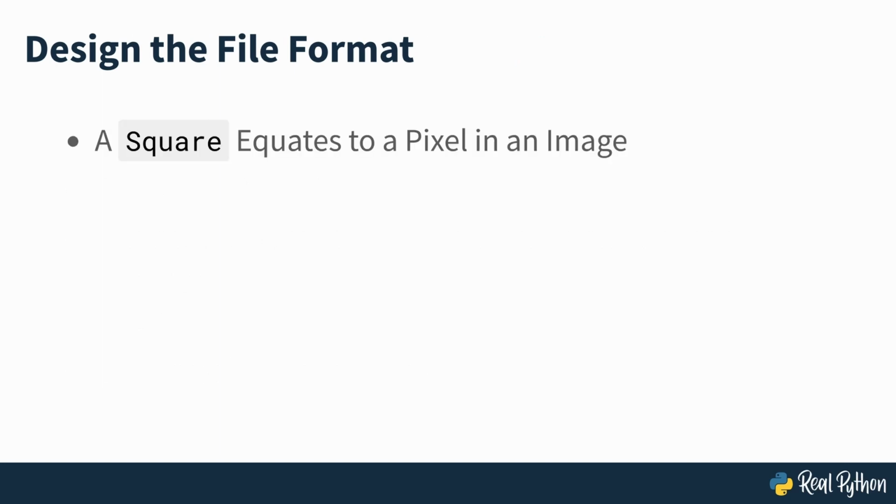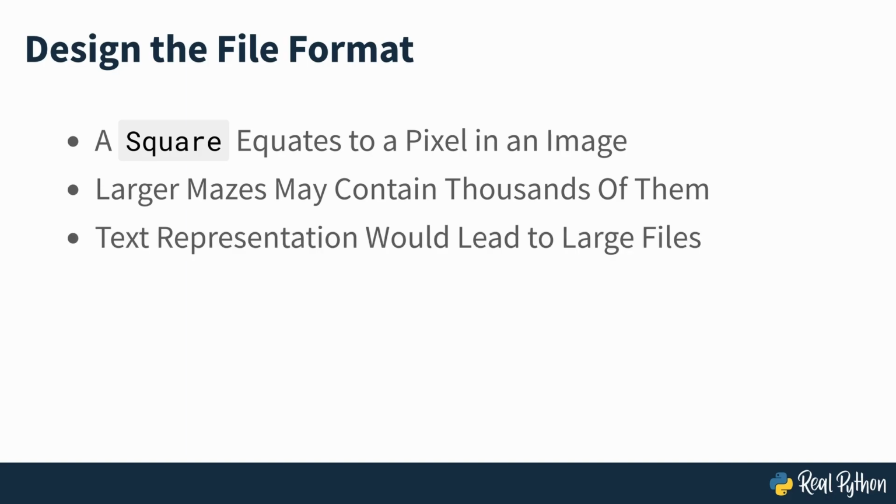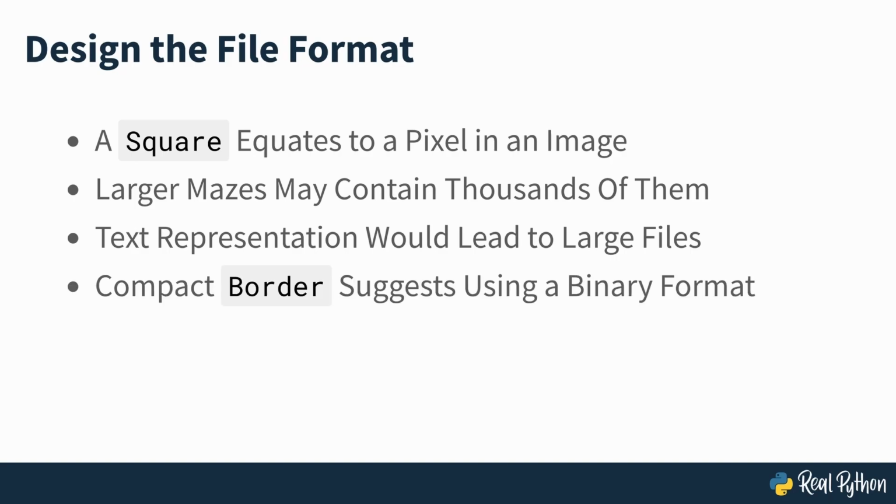Squares in the maze are very much like pixels in an image. One of the sample mazes included in the supporting materials has several hundred of them, but you could very easily be looking at thousands of squares in some larger mazes. If you were to represent the squares as text, then they would quickly amount to a huge file size. Given that you already devised a compact representation for border patterns that leverages a bit field, it makes perfect sense to define a binary file format instead.